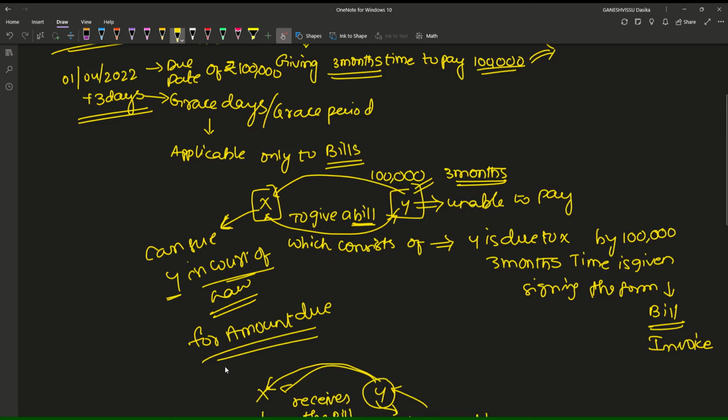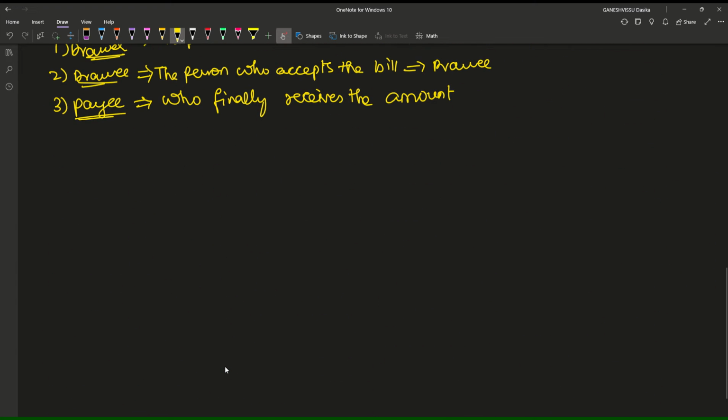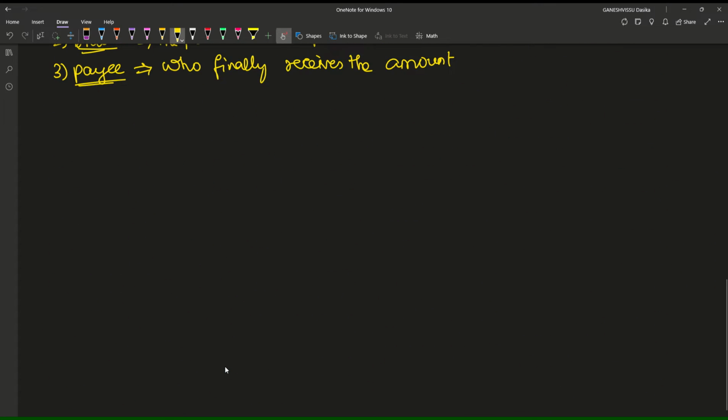Now let us see the transactions. That means in what cases, what are the types of these bills of exchange, and how we can incorporate them in the business, right? Let us see. I said there are four things. There are four different ways for this bill.